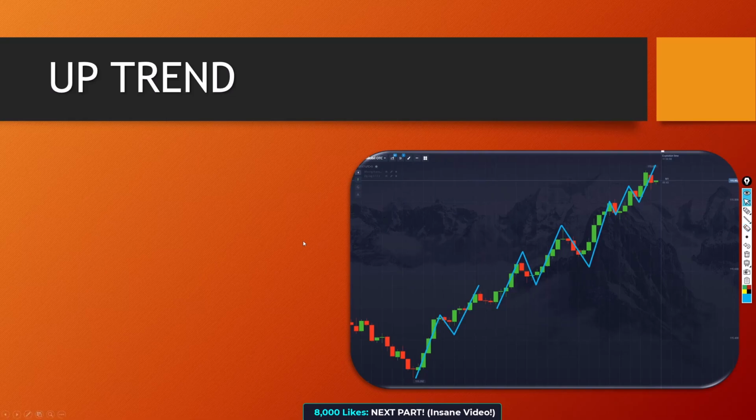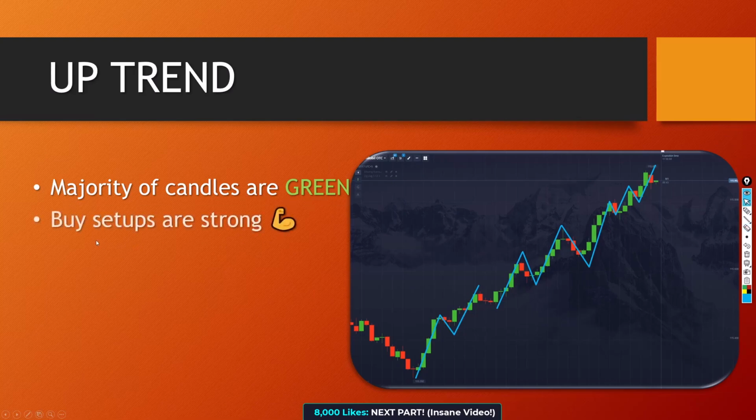Okay, and here are the characteristics of an uptrend. The majority of the candles are green. Buy setups are strong. This is very important. Okay, so you might have a sell setup in an uptrend and you take it confidently and you end up losing it, but you don't know why. If you zoom back, if you check the major and minor trend, you will see that you are against them. Okay, I will show you at the live chart, don't worry about that.